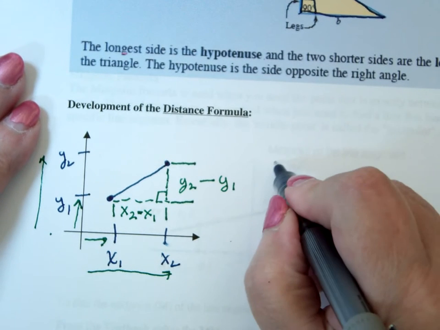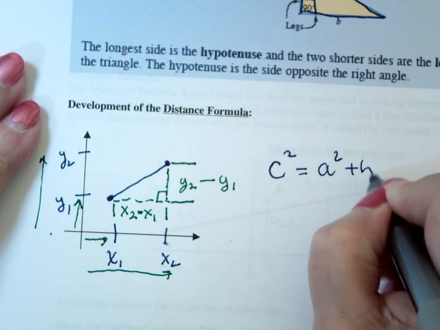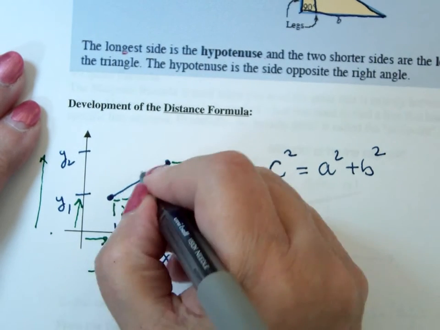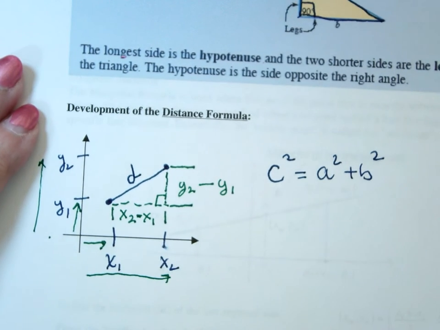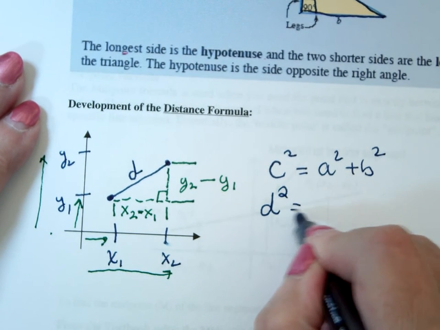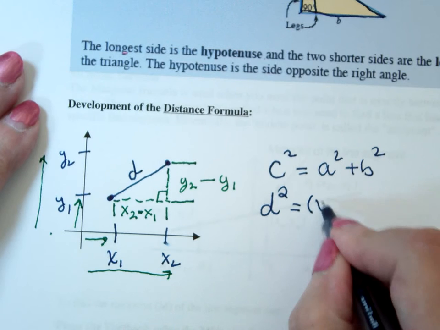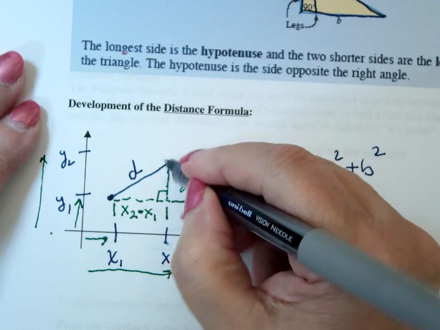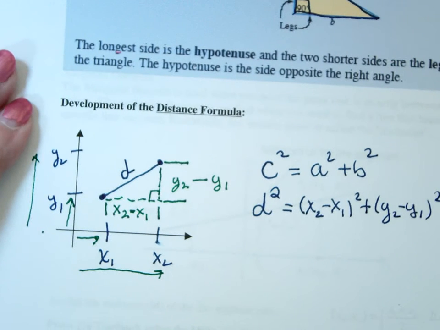So the Pythagorean theorem says that c squared equals a squared plus b squared. Now, the hypotenuse is normally labeled c. I'm going to call that D for distance. So Pythagoras says that the distance squared is equal to the length of one side, which is x2 minus x1, squared, plus the length of the other side, which is y2 minus y1, squared. And that comes from the Pythagorean theorem.